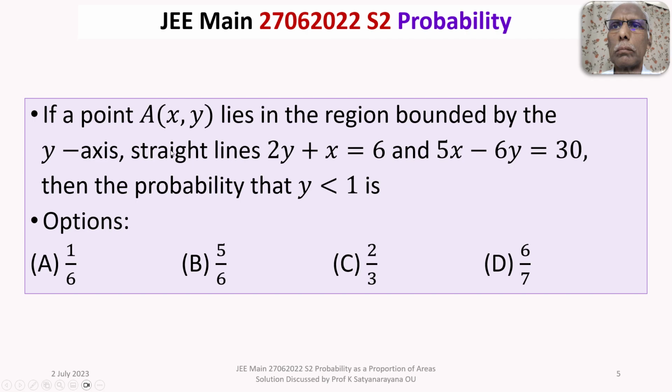So we have the y-axis and two straight lines, 2y plus x is equal to 6 and 5x minus 6y is equal to 30. And the point A with coordinates x, y lies in the region bounded by this y-axis and two straight lines. Then we have to find the probability that the point A of x, y has y less than 1. That is the one required to find.